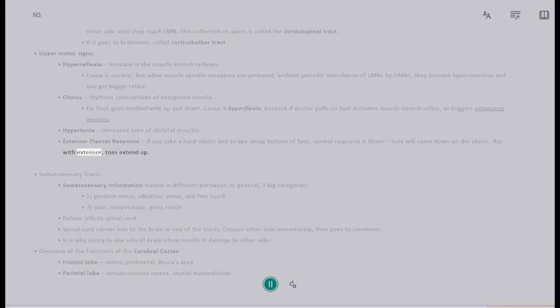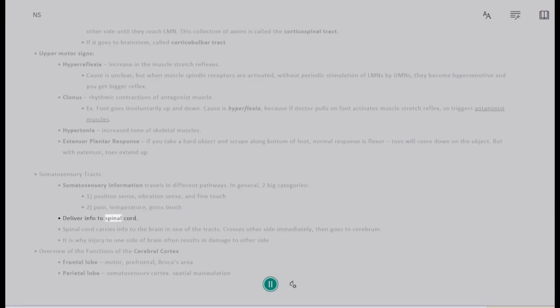But with extensor, toes extend up. Somatosensory tracts. Somatosensory information travels in different pathways. In general, two big categories. 1. Position sense, vibration sense, and fine touch. 2. Pain, temperature, gross touch.